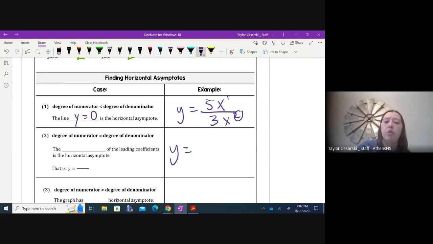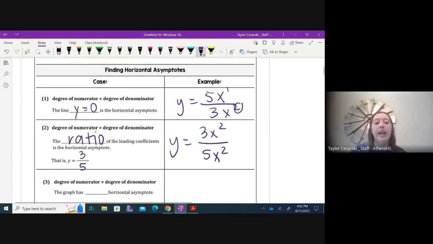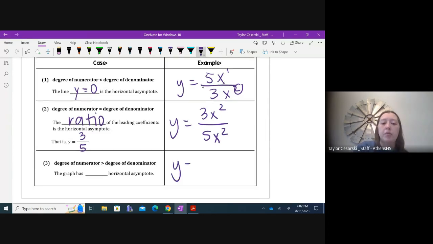If they're equal, think 3x squared over 5x squared, okay? Then the ratio of the leading coefficients is the horizontal asymptote. So in this case, it would be y equals 3/5. And finally, if it's bigger on the top, so think 3x squared over 5x, degree of 2 on the top, degree of 1 on the bottom, it has no horizontal asymptote.